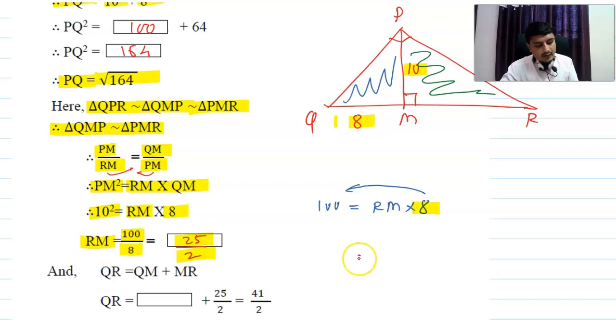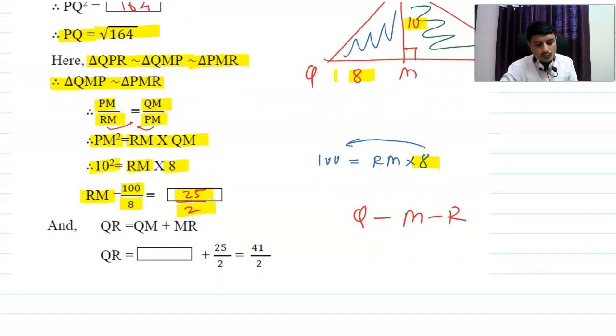Look at the triangle. Once the points Q, M and R are collinear, we write the value of QR equals QM plus MR. So here we have QR equals QM plus MR.